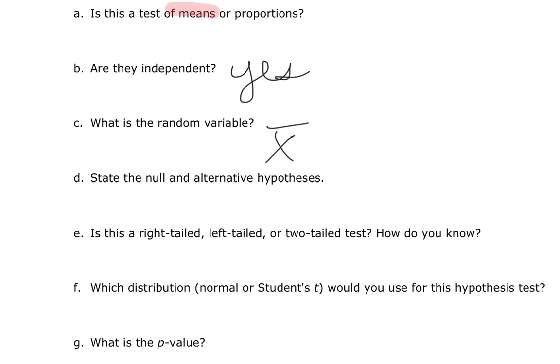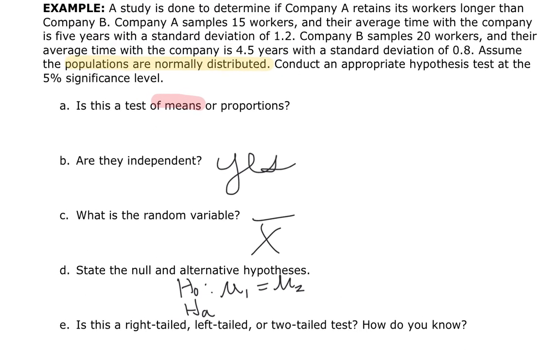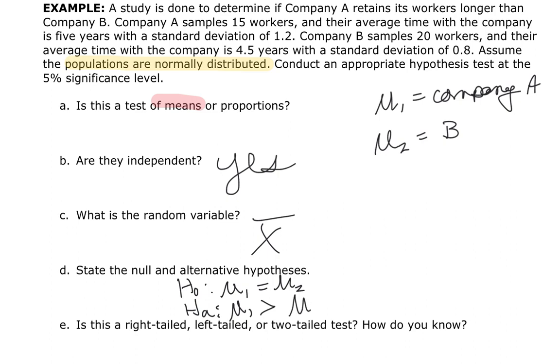State the null and alternative hypothesis. So my H0, by default, is that mu1 is equal to mu2. And my Ha is, what do I believe? A study has determined that Company A retains its workers longer than Company B. So I'm going to assign mu1 to Company A and mu2 to Company B, just because it's what I see first. And so I believe that Company A retains them longer than Company B.